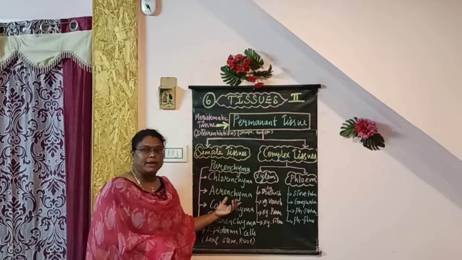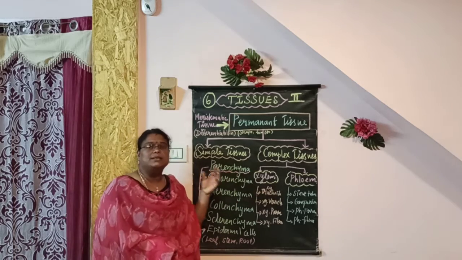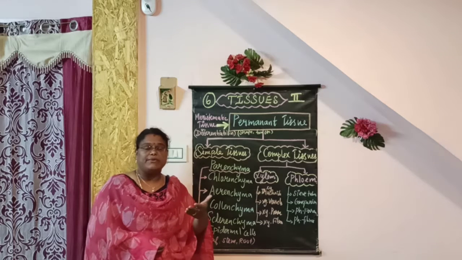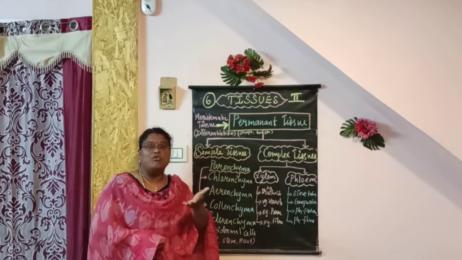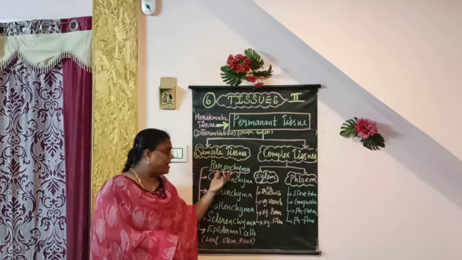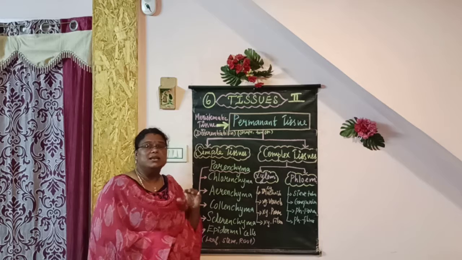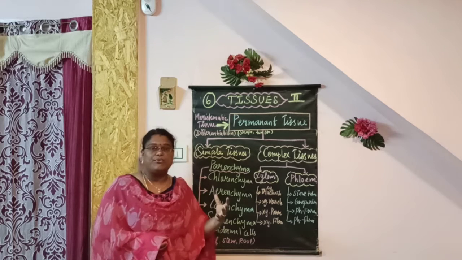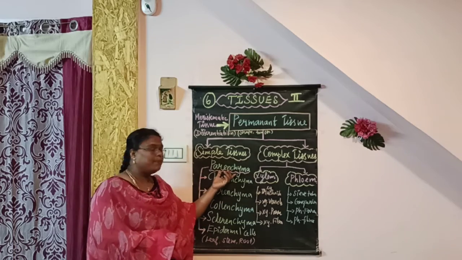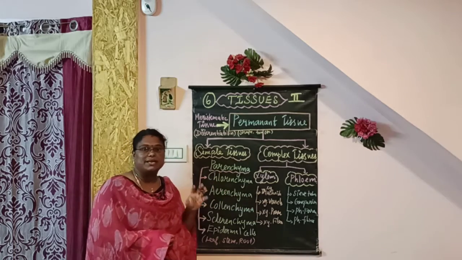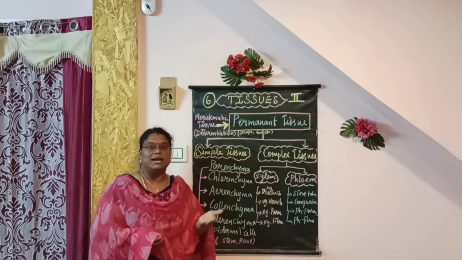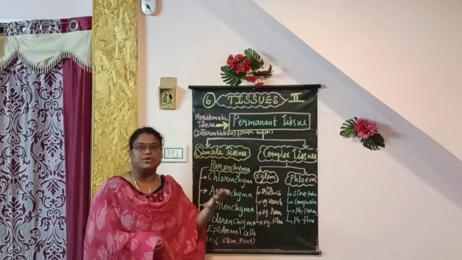Next one is aerenchyma. Some parenchyma cells contain air cavities inside them. These air cavities help plants float on the surface of the water. This type of parenchyma cell, aerenchyma, is present in hydrophytes. Hydrophytes are the plants which live in water. This helps in buoyancy, that is floating on the surface of the water.